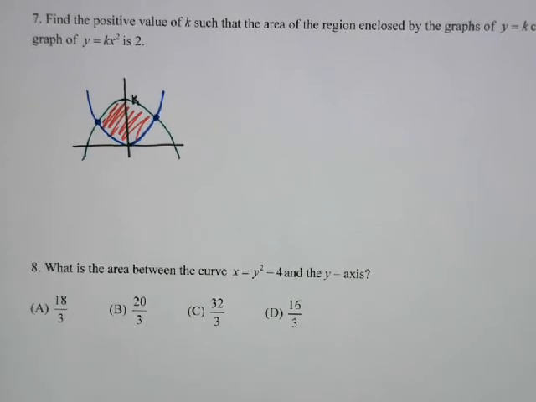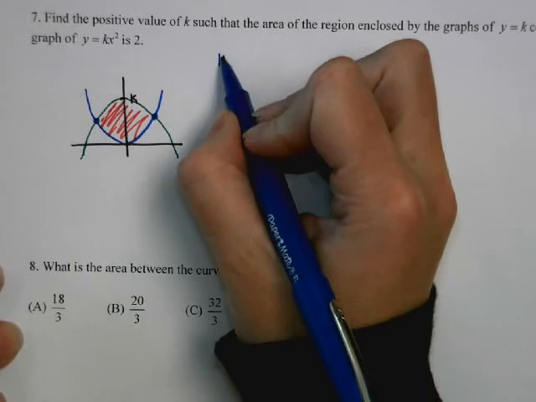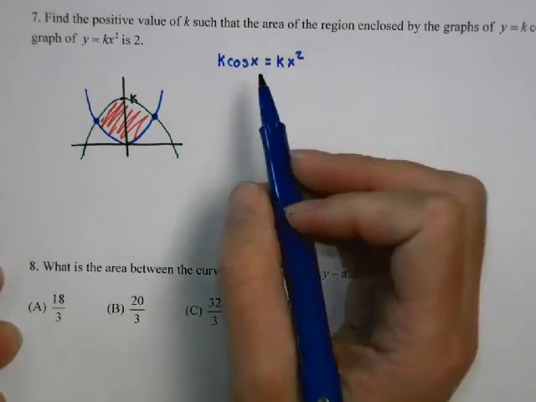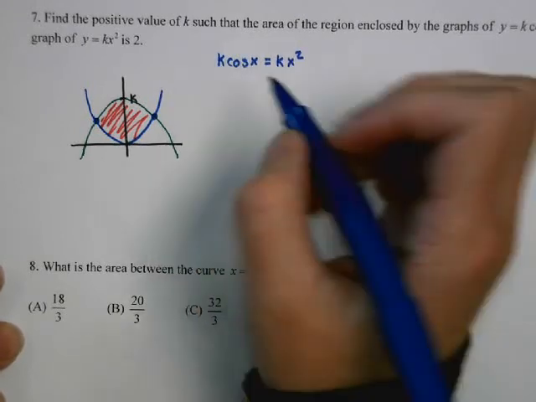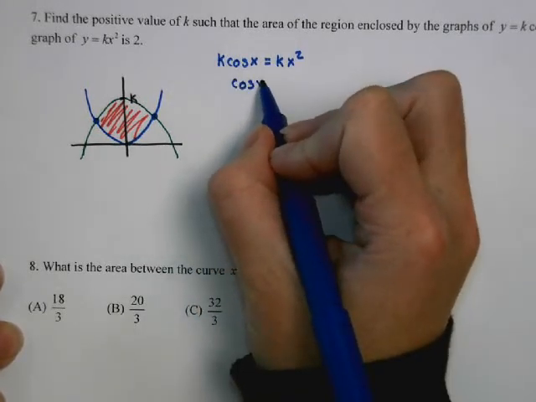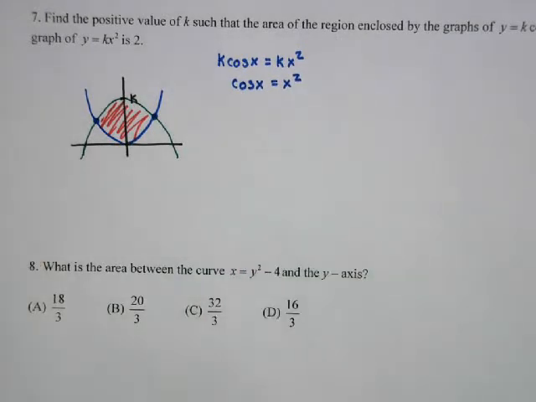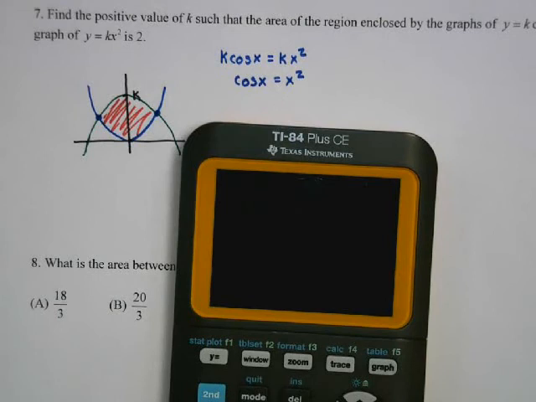So I need to find the intersection points. So that's going to be where k cosine of x is equal to k x squared. Well, the k's don't actually matter because I can divide by k. So I'm looking for where cosine of x is equal to x squared. So I'm going to use my calculator to find that.